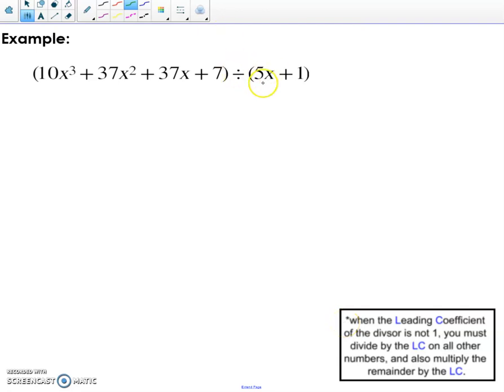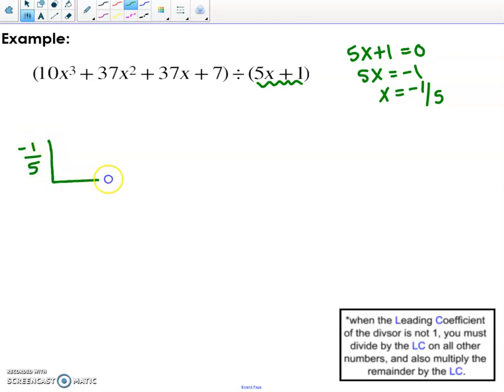So the first step is going to be the same. We're going to take the divisor, 5x plus 1, and we're going to set it to 0. So 5x equals negative 1, x equals negative 1/5. So negative 1/5 will be the number outside. Another downside maybe of doing synthetic is that sometimes, I'd say most of the time, you do have a fraction that you're working with. So if you don't like fractions, you maybe don't want to do it this way.